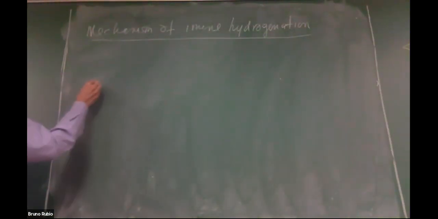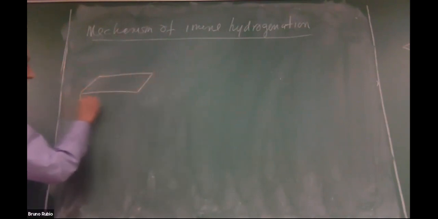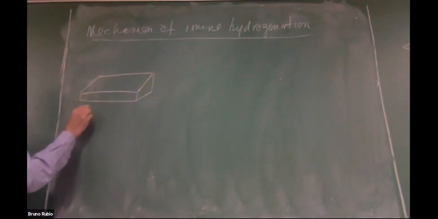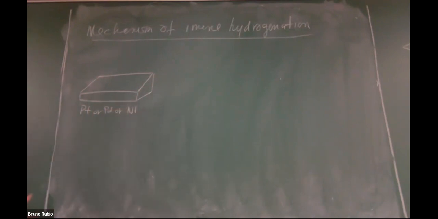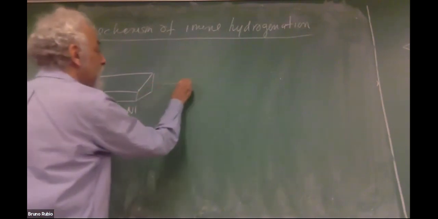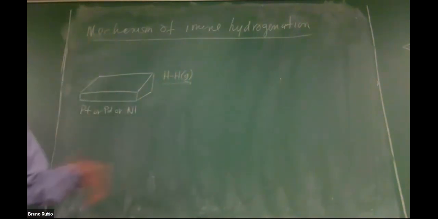Okay, so what happens is you have the catalyst surface. So I'm just going to represent this by this little chunk here. This is the catalyst. This is the platinum or the palladium or the nickel. Any of these will work. And what we do is we dose the catalyst with hydrogen. Hydrogen is a gas, and so we dose the catalyst surface with hydrogen. We just bubble hydrogen across the surface.